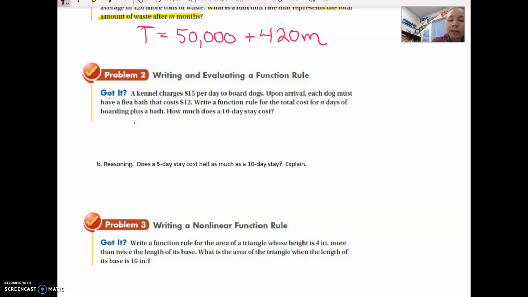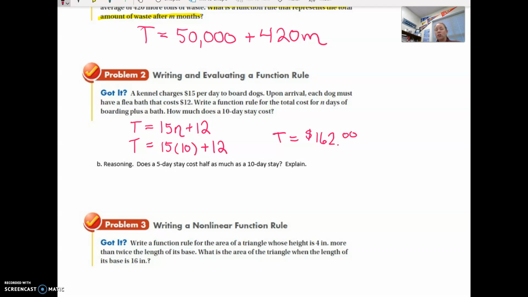So first I'm going to write, okay, T again I'll use for the total amount. We have $15 per day, so I'm going to use N, and then adding the bath, the cost of the bath. So here is our function rule. And now we want to determine the cost after 10 days. So of course we would just plug in 10 for my variable there. And that would then give us the cost of the boarding for 10 days in this case. We should end up with $162.